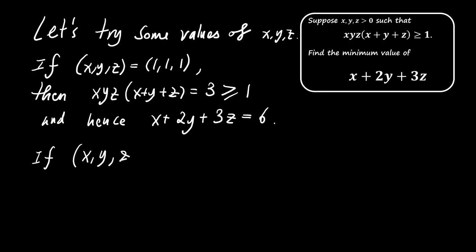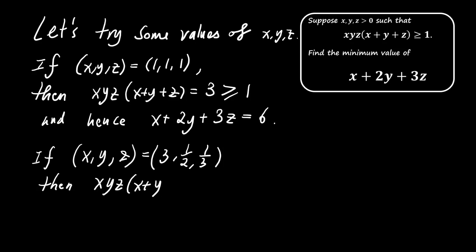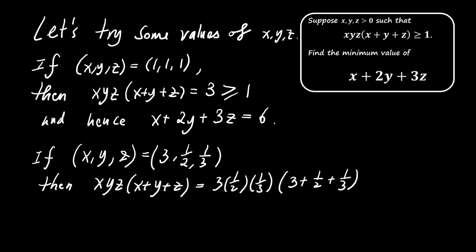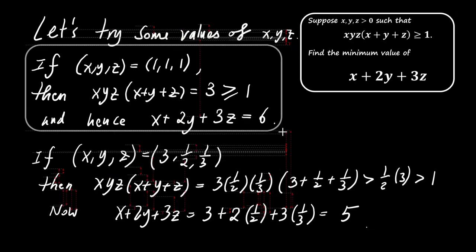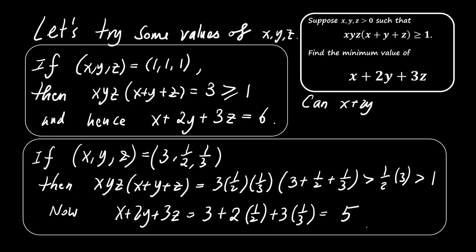Now, let's try different values like x equals 3, y equals 1/2, and z equals 1/3. The inequality becomes the product of 3, 1/2, and 1/3 times the sum of 3 plus 1/2 plus 1/3, which is greater than 1. And the value of x plus 2y plus 3z is 5. So, we've lowered the value from 6 to 5. Can we minimize it even further?